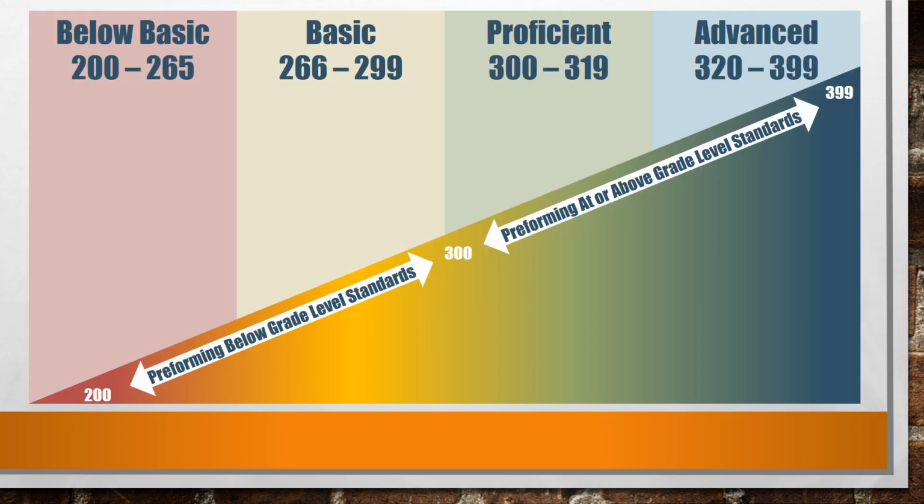Scores on the OSTP fall into 4 categories, ranging from below basic through advanced. Scores below 300 represent students who are most likely performing below grade level standards, while scores of 300 and above represent students who are most likely performing at or above grade level standards.